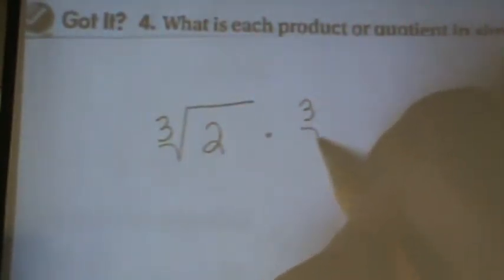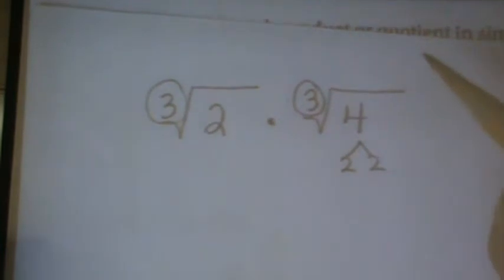If I gave you this problem, can we do anything with this 4 and then multiply? Take it in, break it up. You can break this 4 up into 2 times 2. And because these indexes are the same, and we're multiplying, you can put them all together.